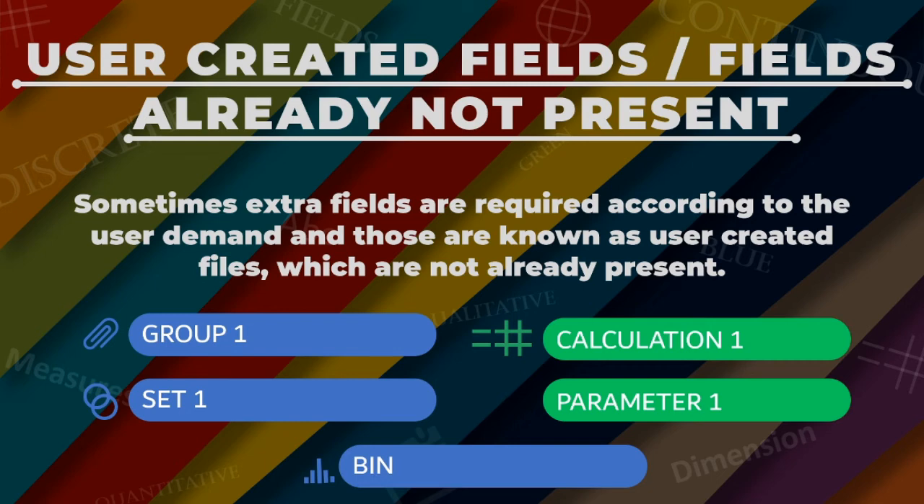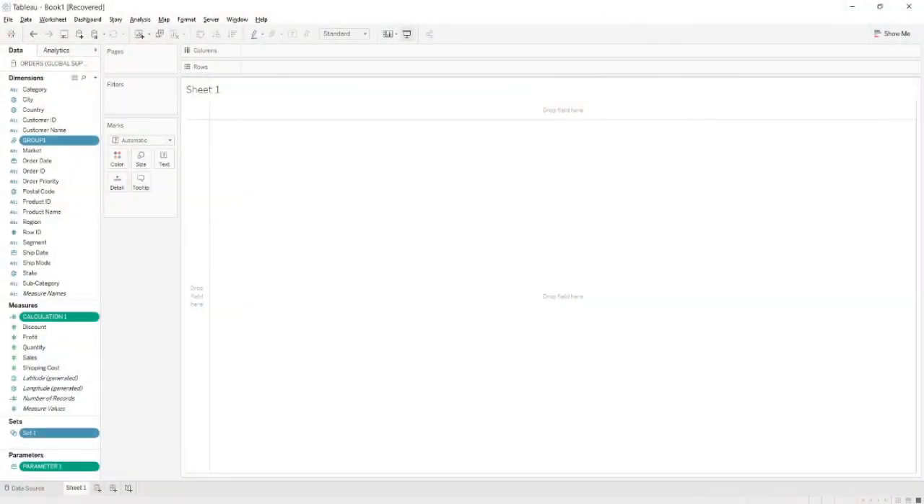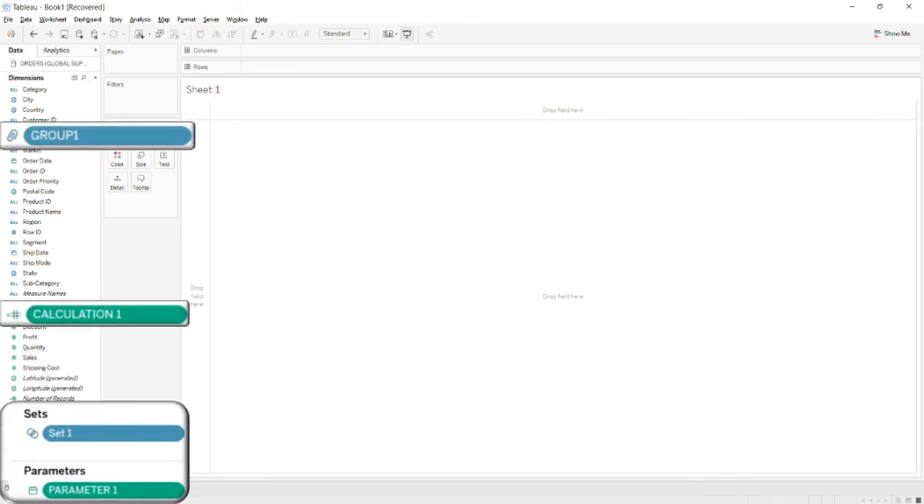They can only be created on measures. Remember this, that bins are always created on measures, but their output would always be shown in the form of dimensions. I am repeating again, bins can only be created on measures, but their output will always be shown in the form of dimensions. So these are the user created fields, or the fields that are not always present in the data pane of Tableau.